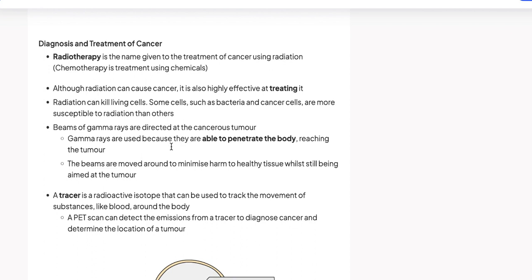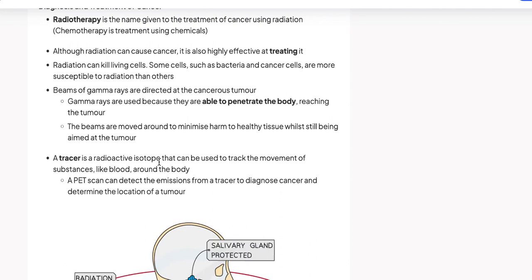Radiation can kill living cells. Some cells, such as bacteria and cancer cells, are more susceptible to radiation than others. So even if radiation can kill your cells, if you have cancerous cells or bacterial cells in your body, this radiation can also kill them and fight them. That's why we use this method, radiotherapy, for treating cancer.